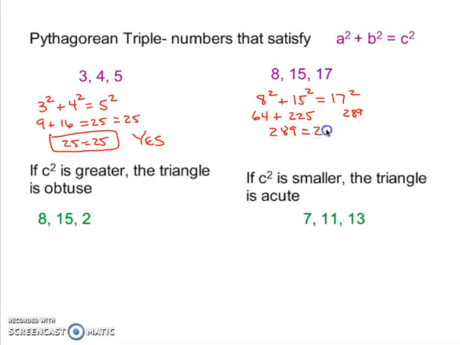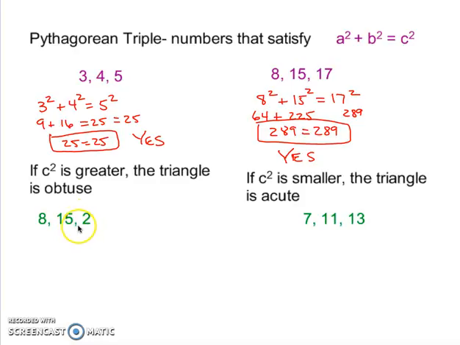So we would say 289 equals 289, and this one would also be yes. It is also a right triangle. In example 3, we have 8, 15, and 2. My C value is 15 because that's my largest number.